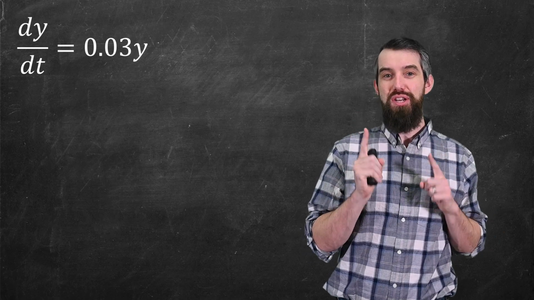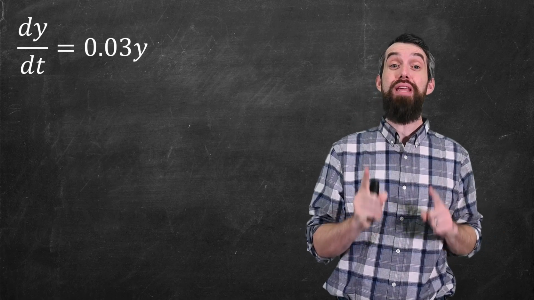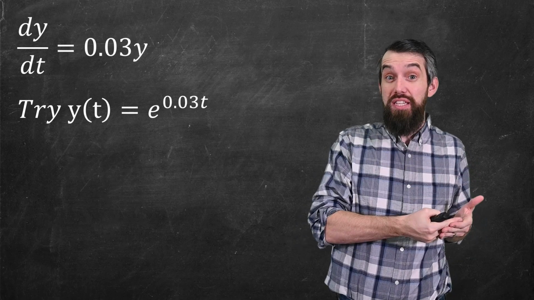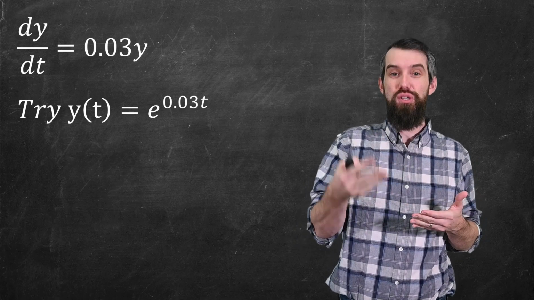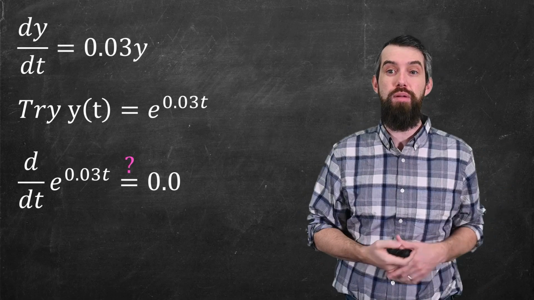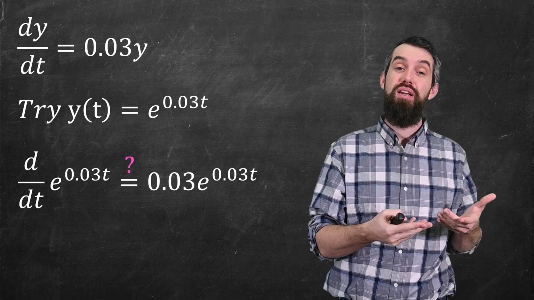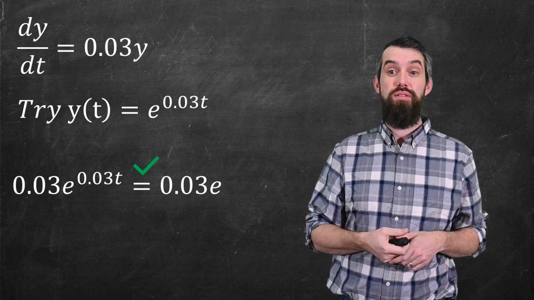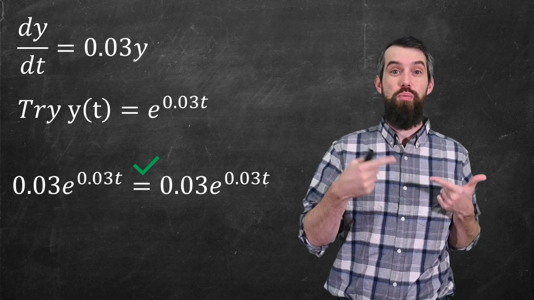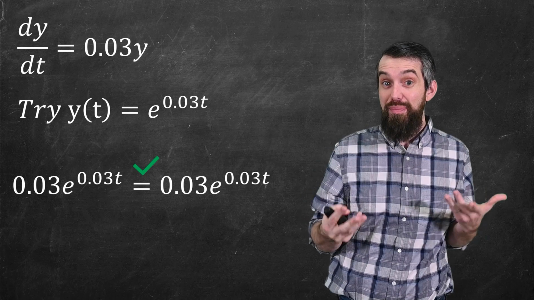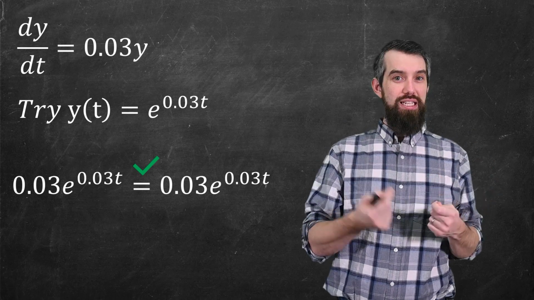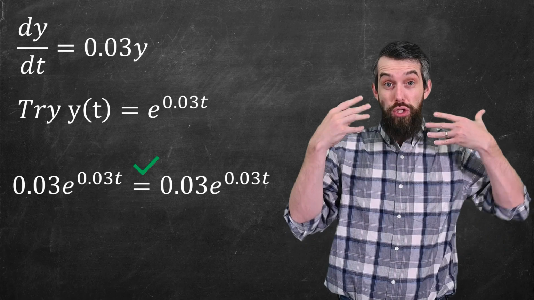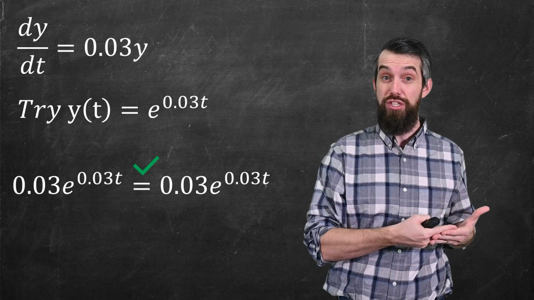Well, I want to notice that this equation actually has a solution. You can try it out. If you set y of t to be e to the 0.03t, it just works. I mean, plug it into both sides. If you plug it into the left, the derivative of e to the 0.03t is, well, 0.03 times e to the 0.03t. It's the same thing on both sides. So this function, e to the 0.03t, we say is a solution to that differential equation.